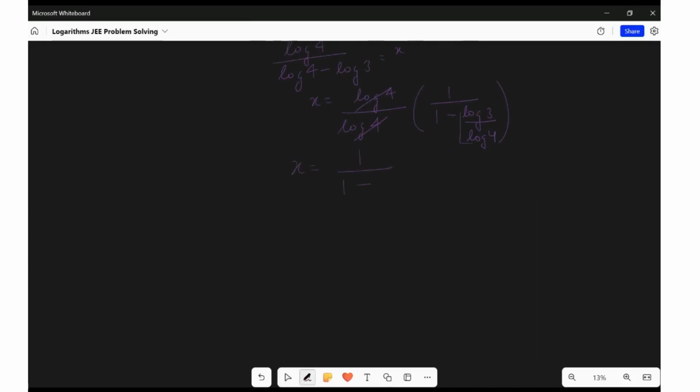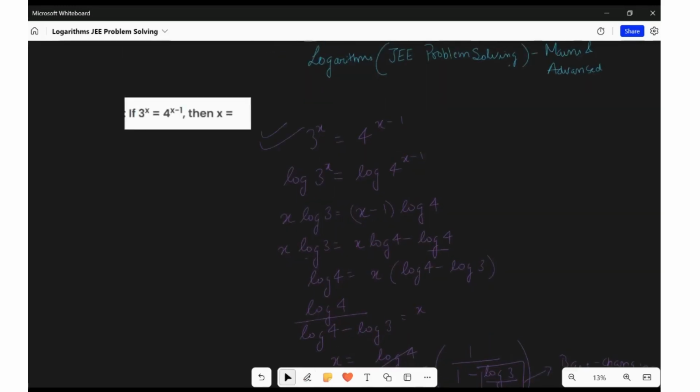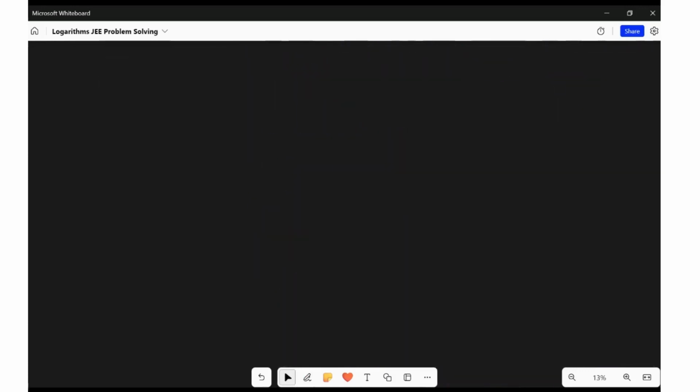Now we can see that this is a form of the base changing theorem which we learned. It's the converse. So we can write this as log 3 base 4. So our x is 1 by 1 minus log 3 base 4, and that is the value of x which satisfies this equation. Now let us look at the second problem of JEE.